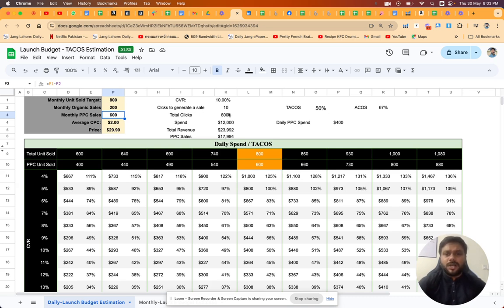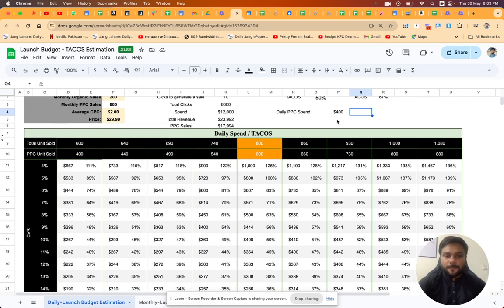will not reduce much because here we are not improving our conversion rates. Our conversion rates are the same. Our average cost per click is the same. So our spend would be the same, but our PPC sales are a little bit increasing. Before, our PPC sales were 500, and now we are getting 600 sales in a month. So our ACOS will be lowered a little bit.